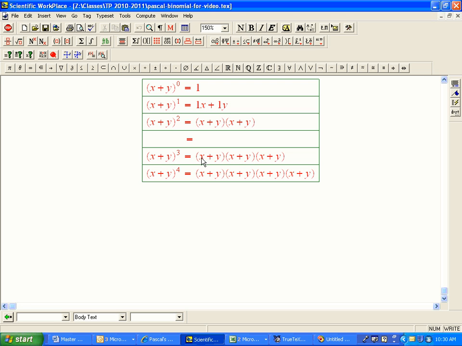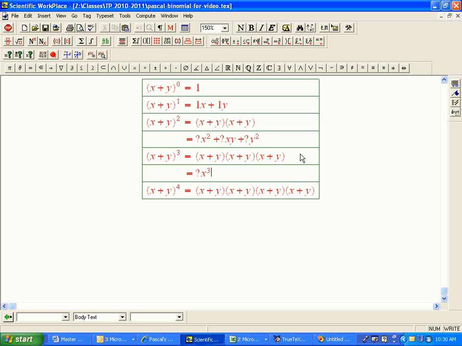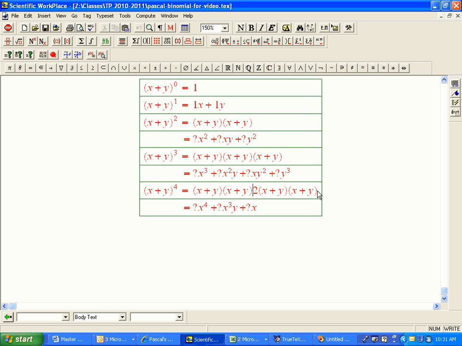or x times x times x. Any way you look at it, it's going to be something times, for example here, x squared plus something times xy plus something times y squared. And here, we know it's going to be something times x cubed plus something times x squared y plus something times xy squared plus something times y cubed. And of course, we secretly know what those answers are, but I want to derive it in a rather different way. Okay, here it's going to be something times x to the fourth plus something times x cubed y plus something times x squared. That doesn't go there.